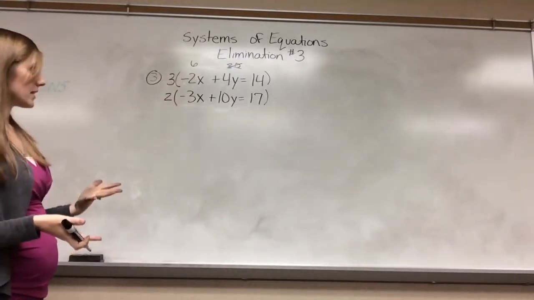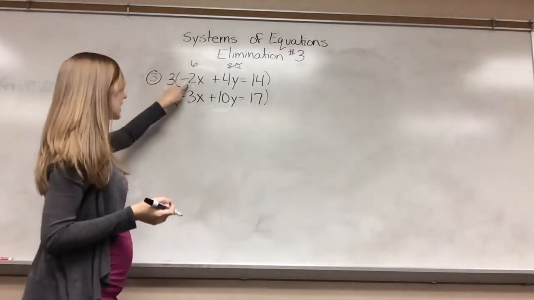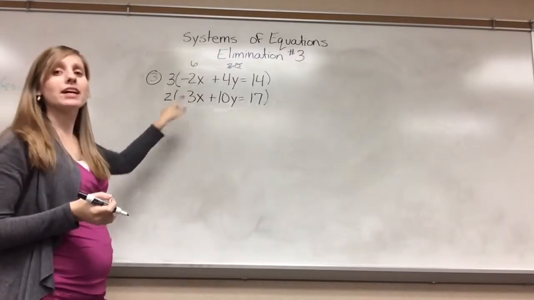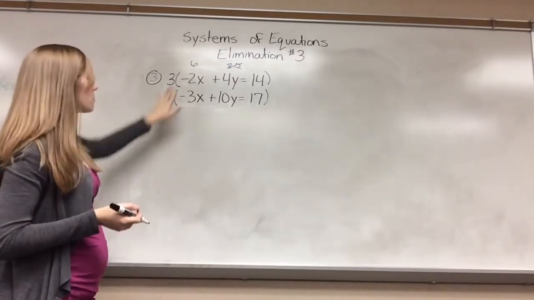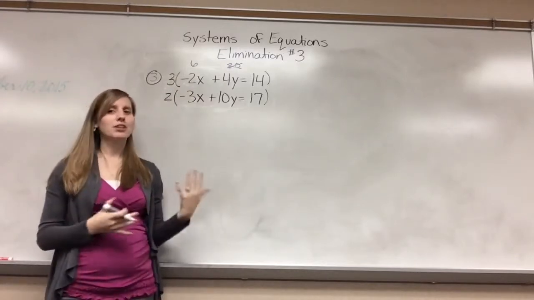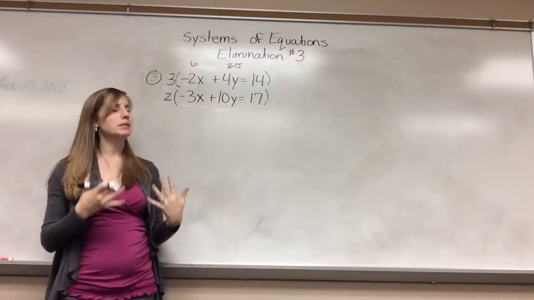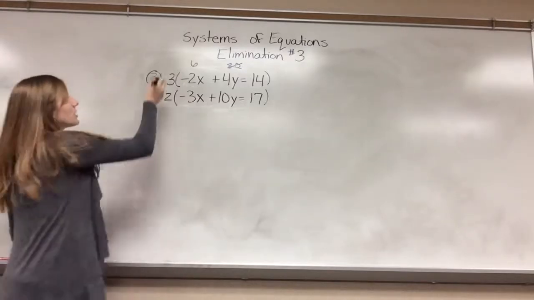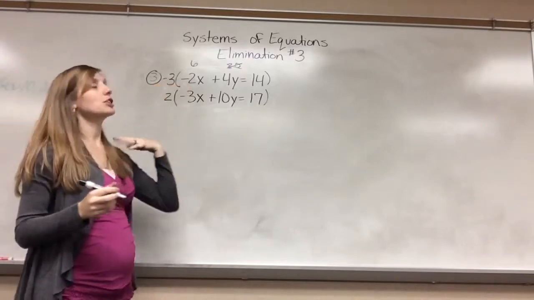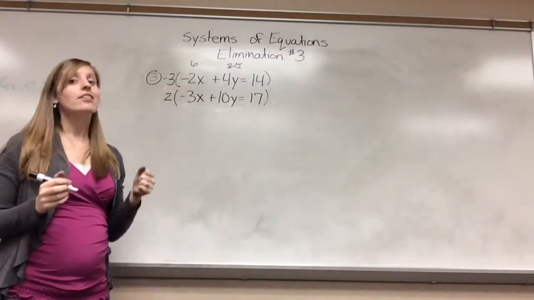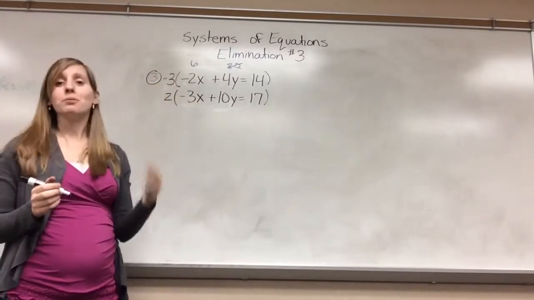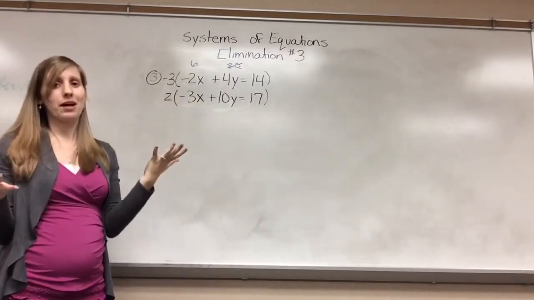Now I need to check my signs. 3 times negative 2x is a negative 6x. 2 times negative 3x is negative 6x. So in both of these cases, I'm going to get a negative 6x. And if they're both negative, they won't cancel out. I need the signs to be different. So what I'm going to do is make one of these negative. Negative 3 times negative 2 is positive 6x. That would actually make it so that they would cancel. Only make one of them negative. Don't make them both negative or it won't help anything.